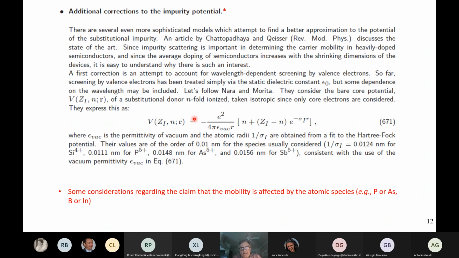Now, the issue is a little bit serious. At sufficiently high energy, an electron will have a wavelength which will be short enough to probe what happens very close to the nucleus. And so, indeed, you can tell the difference between phosphorus and indium, for example, or boron and indium, or phosphorus and antimony, for example.